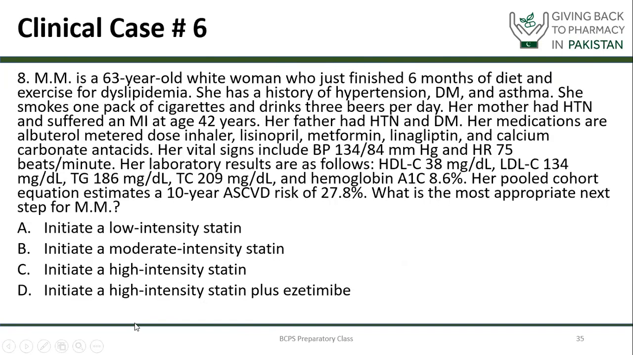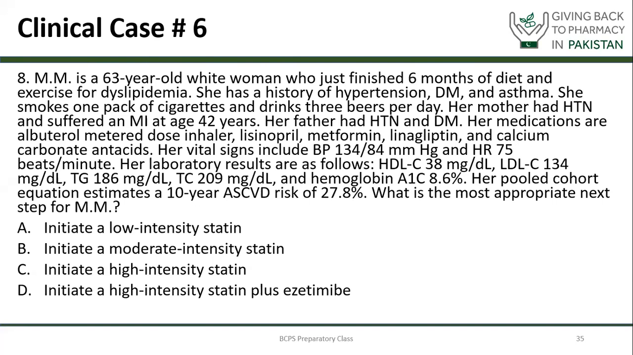So this is the last clinical case. MM is a 63-year-old white woman who just finished 6 months of diet and exercise for dyslipidemia. She has history of hypertension, diabetes mellitus, and asthma. She smokes one pack of cigarettes and drinks 3 beers per day. Her mother had hypertension and suffered an MI at age 42. Her father had hypertension, diabetes mellitus. Her medications are albuterol metered-dose inhaler, lisinopril, metformin, linagliptin, and calcium carbonate antacid.